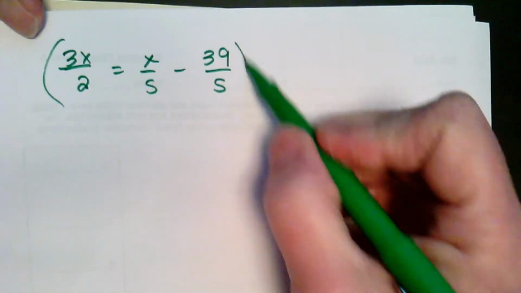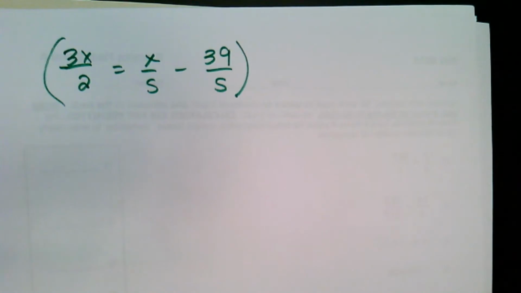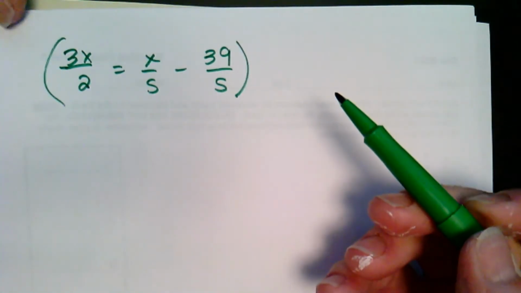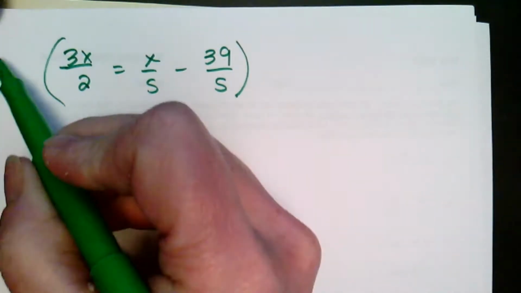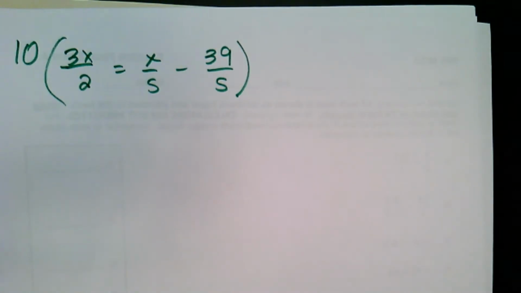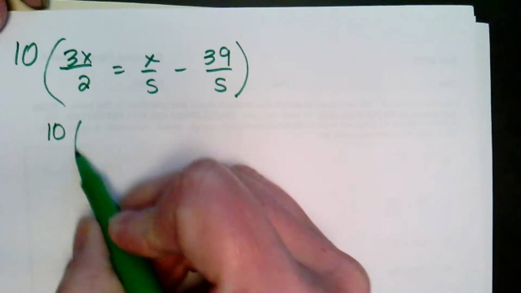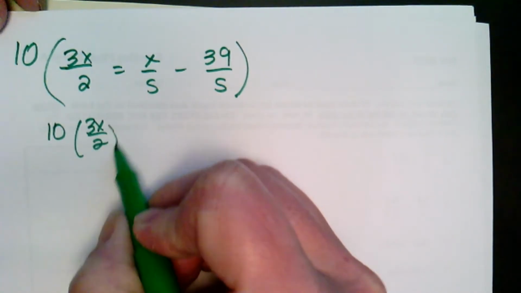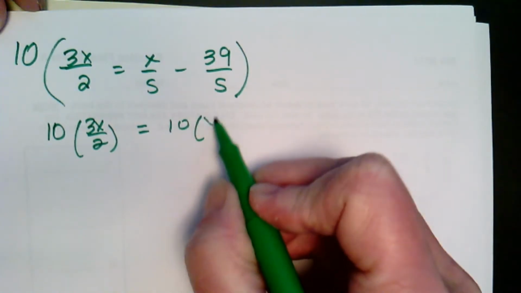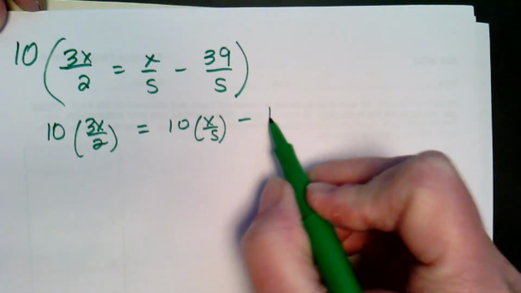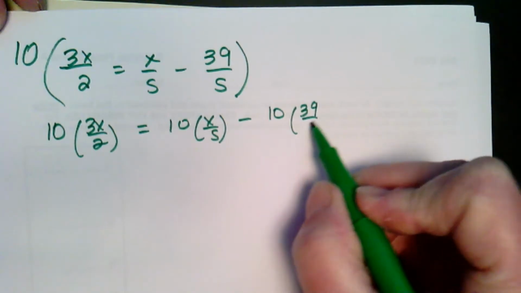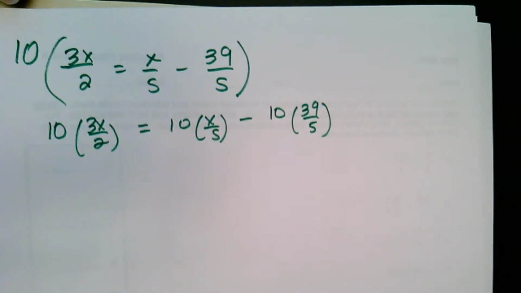Easiest thing to do is you're going to multiply by whatever your LCD would be if you were to make these fractions. So we have 2, 5, and 5. Our LCD would be 10. So that's what I'm going to multiply everything by. So you're making every term 10 times bigger. So let me kind of write this out how it looks so you know what I'm talking about. So we're making each term 10 times bigger.